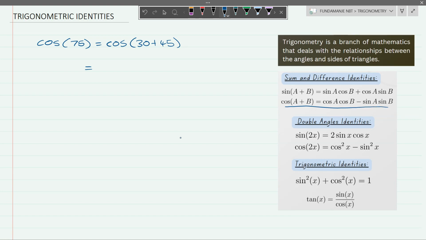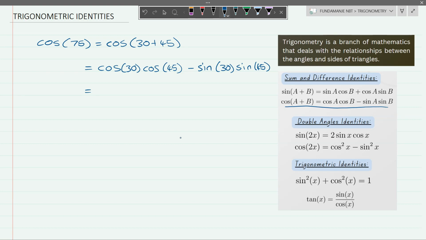What we have is the addition of A and B, so A is 30, B is 45. What we get from this is cos of 30 multiplied by cos of 45 minus sine of 30 times sine of 45, like that.